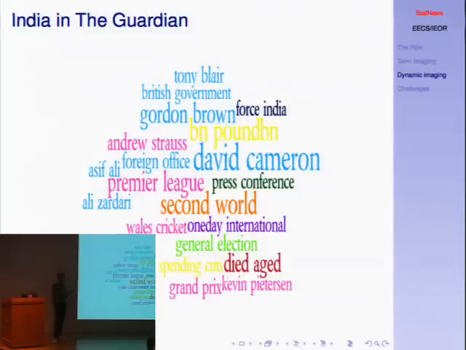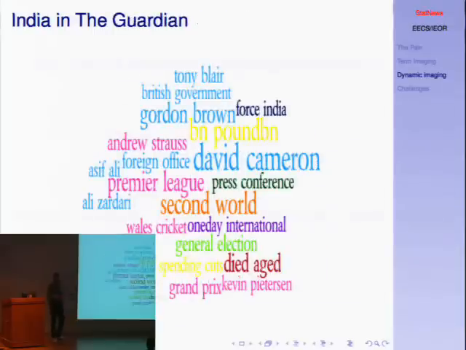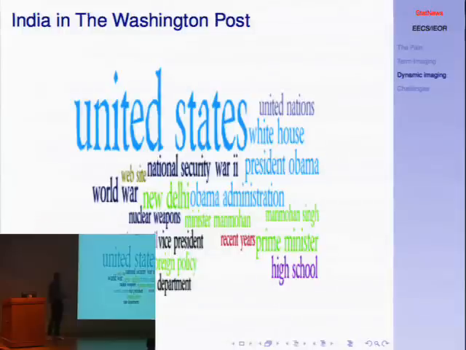So The Guardian clearly has an emphasis on sports. India is big in sports, of course, and it does mention it. Whereas the Washington Post views India as a strategic player.